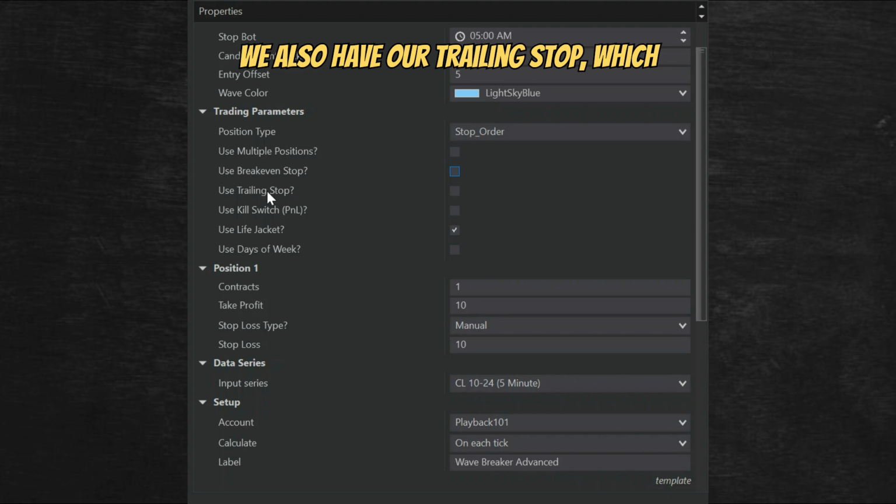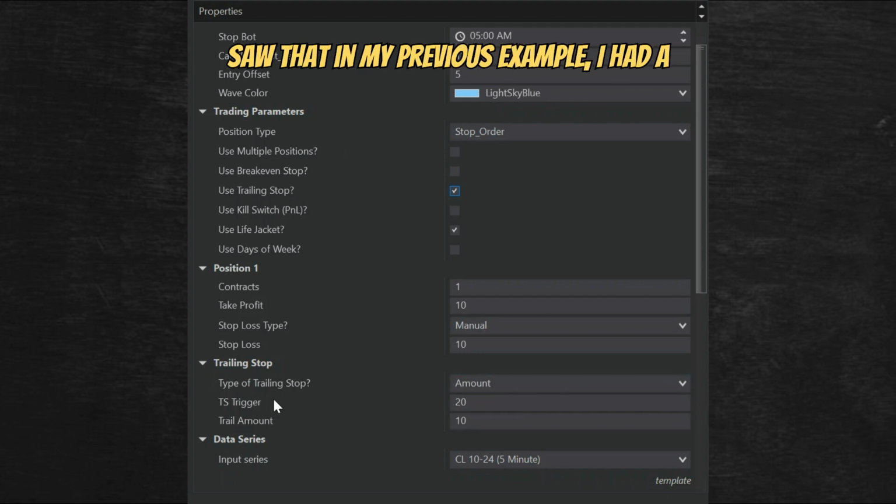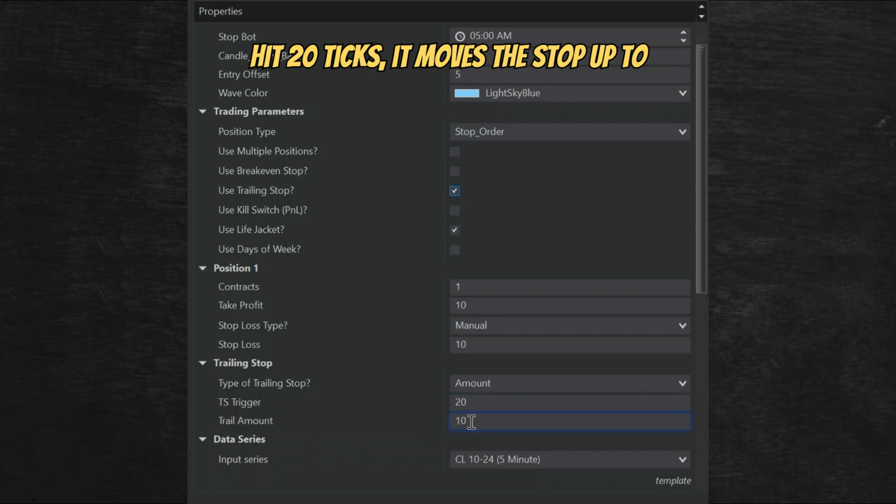We also have our trailing stop, which is very popular amongst our traders. You have two options with your trailing stop. You can trail with amounts, so you saw that in my previous example. I had a 20 tick trigger and I trailed by 10 ticks. What that means is once price hit 20 ticks, it moved the stop up to 10 ticks above or below the entry price. And then it will trail by those 10 ticks.